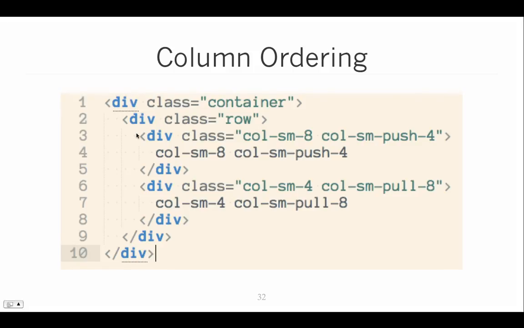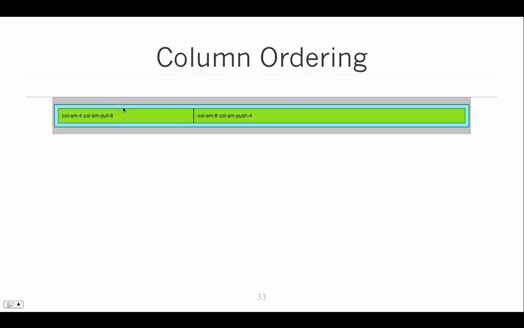And even though this 8 unit column is on top in the markup code and the 4 unit column is on the bottom, since we're using push and pull, we're actually going to pull this column to be the first one that shows up and push this one to be the second one that shows up. So here you can see that when we apply this, the shorter 4 unit column is on the left and the 8 unit column is on the right.